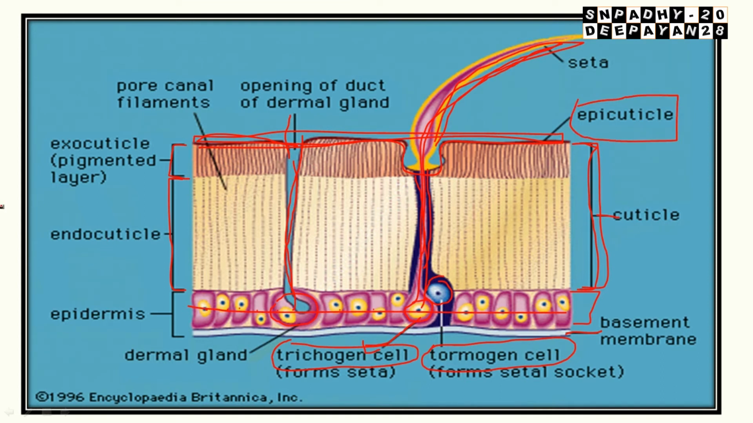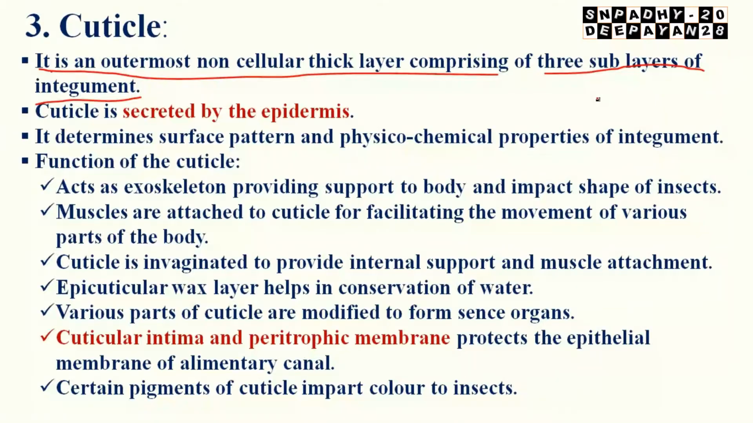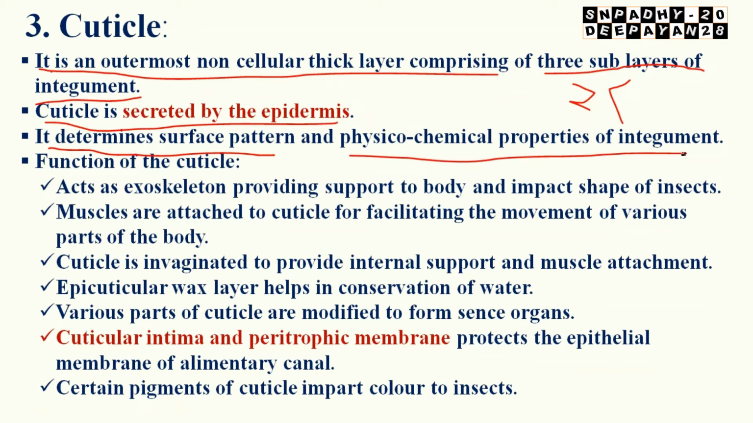So in this cuticle, the innermost layer is endocuticle, the inner one. Outer is exocuticle. The total outermost layer is what? Epicuticle. Okay, cuticle is subdivided into 3 sublayers, but generally those are known as what? 2 layers actually. How those are 2 layers I will tell later. This cuticle is secreted by the epidermis, we already have covered. This cuticle determines surface pattern and physicochemical properties of the integument. So these are the functions. Now we will complete one by one.